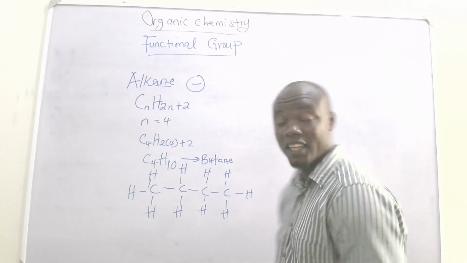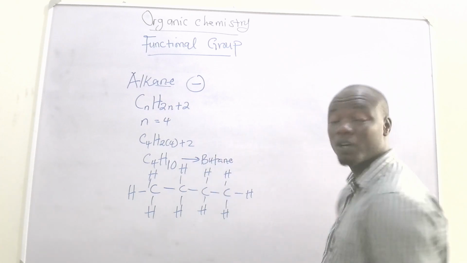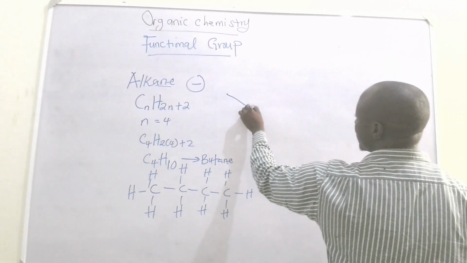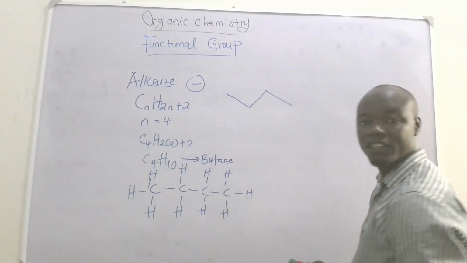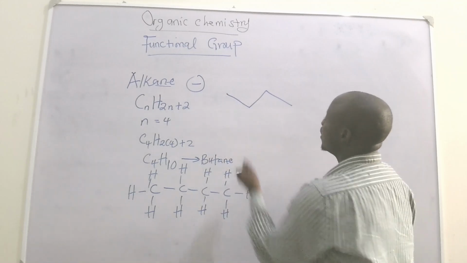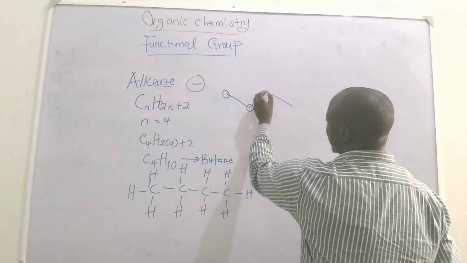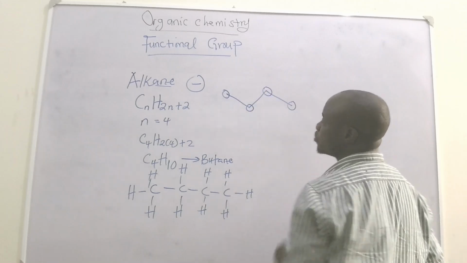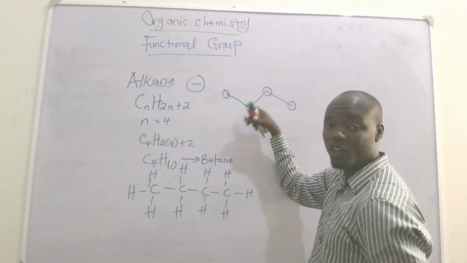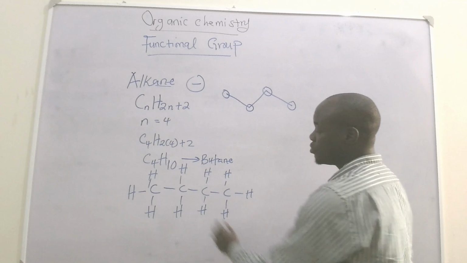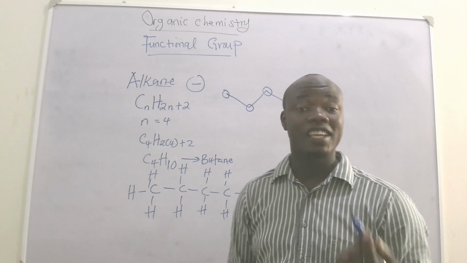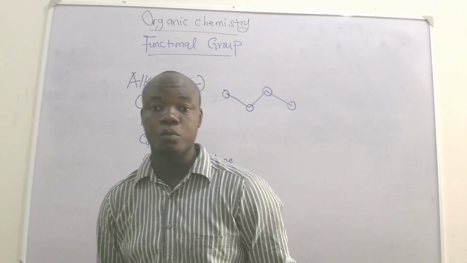So that is alkane. We also have another way that we can draw the structure of this butane. If you do something like this, this is also butane. Here indicates a carbon, here is also a carbon, here is also a carbon, and here is also a carbon. Since there is no point where we indicate a double bond or any other functional group, it indicates that this is actually butane. This is the skeletal structure of butane.